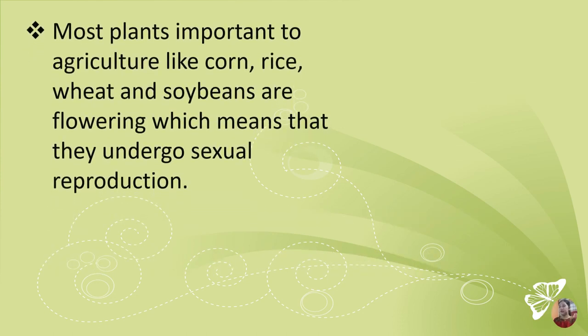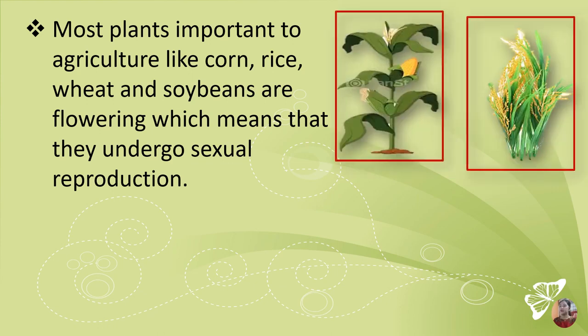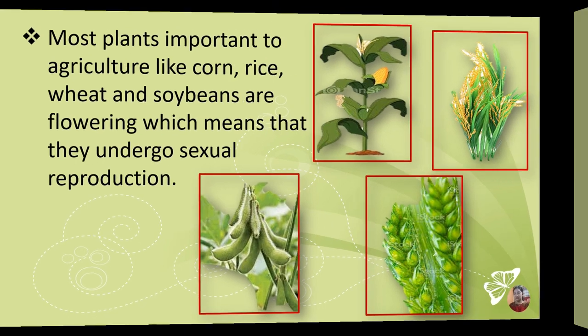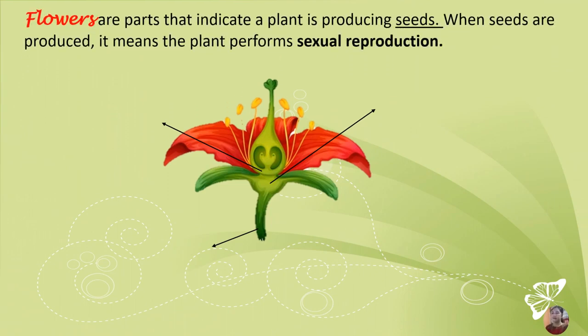Most plants important to agriculture like corn, rice, wheat, and soybeans are flowering, which means that they undergo sexual reproduction. Now, look at your surroundings. What do you think are the plants that show sexual reproduction? Flowers are parts that indicate the plant is producing seeds. When seeds are produced, it means the plant performs sexual reproduction.